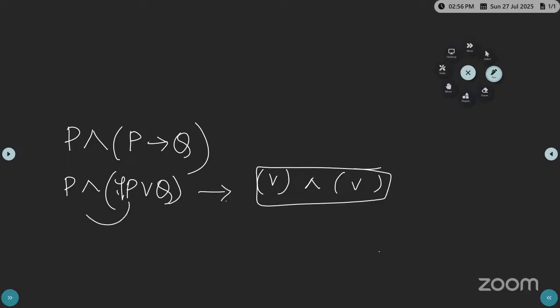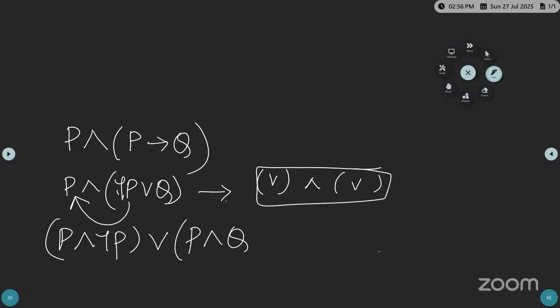You are using the distributive law and distributing it. So it will become P and negation P, or P and Q. Like this or like this is the same. This is important. See here, negation P and Q, or Q and P. Similarly here, P and negation P or P and Q. Anything is the same. Clear? Go to the next one.